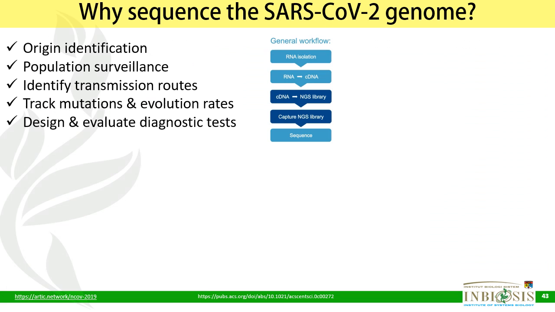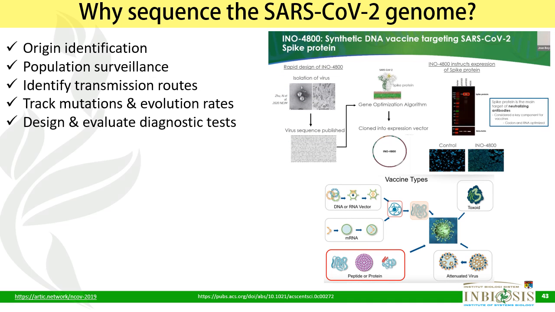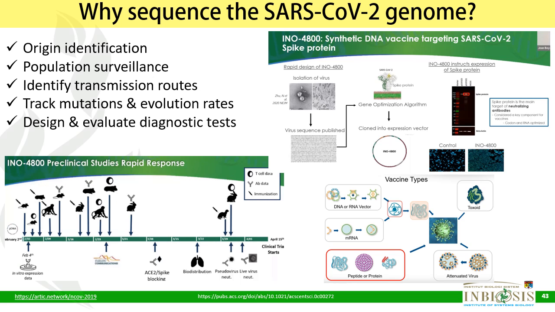So why do we sequence the viral genome? Basically to identify the origin of the virus for population surveillance, to identify the transmission route, to track mutation and evolution rates, and also to design and evaluate the diagnostic tests. Currently, many vaccines are already in animal and clinical trials thanks to genomic advancement. So this is some of the timeline of one of the vaccines. So hopefully we'll find a long-lasting vaccine soon.